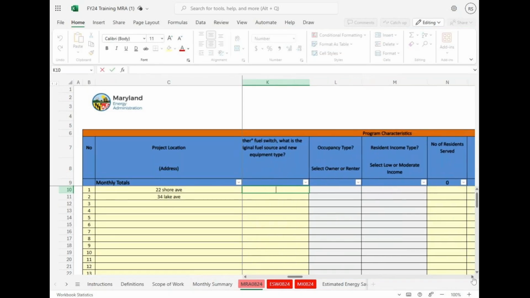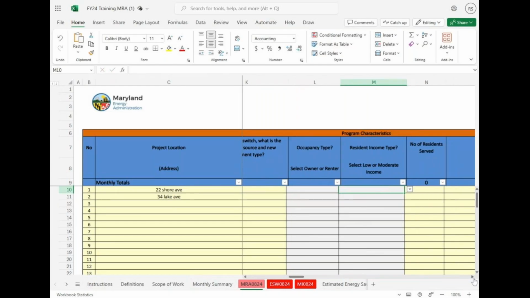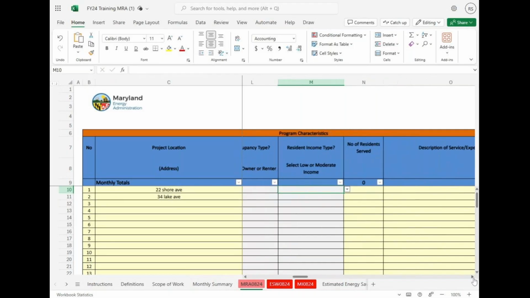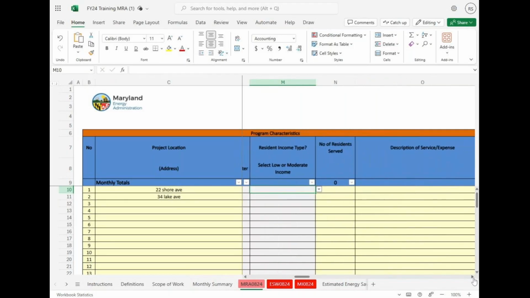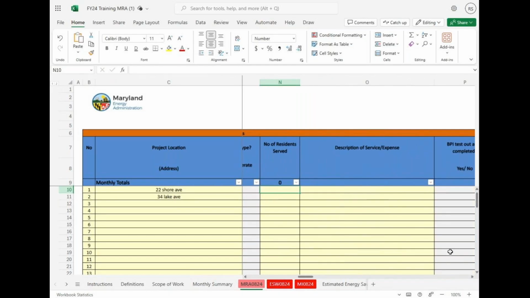Okay, moving along. Occupancy type, that's going to be if it's either owner or renter. Here it's going to be lower moderate income. We like to specify so we can have an accurate end of fiscal year report. How many residents were served in that home? Very important as well. Description of services is very important.